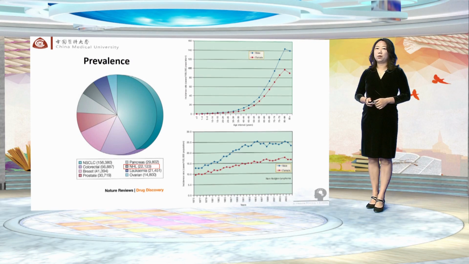Each year, more than 20,000 people could suffer from this disease. The number increases as people get older. In the right part of the slide, you can see that male patients outnumber female patients. In recent years, from 1995 to 2015, the incidence rate of non-Hodgkin lymphoma keeps going up.